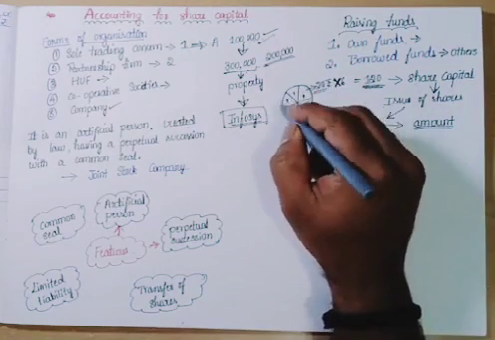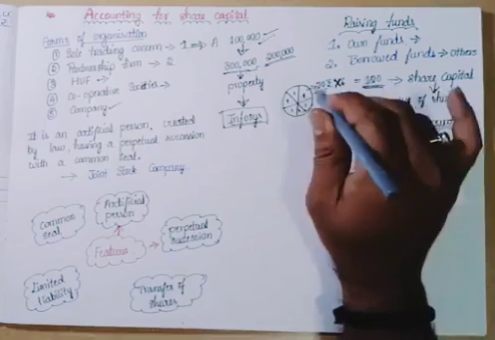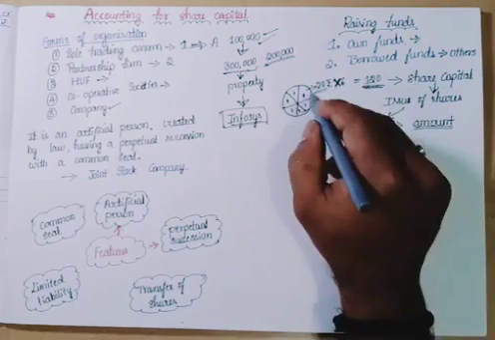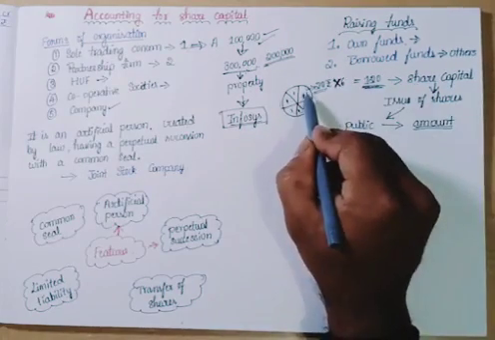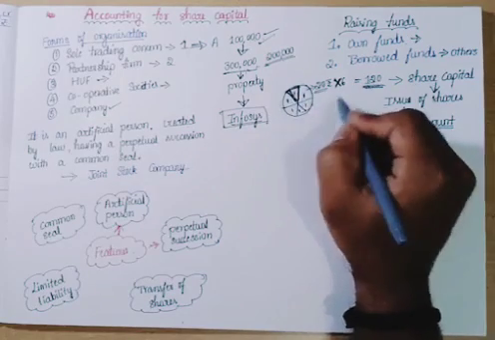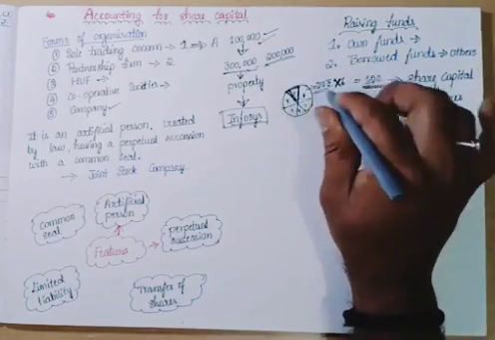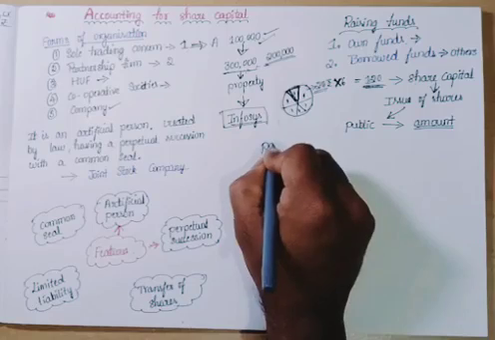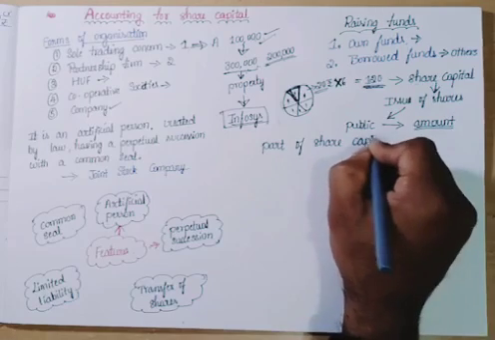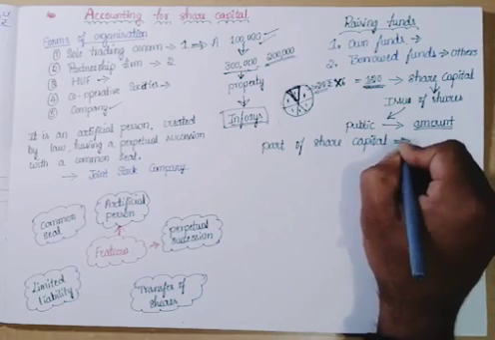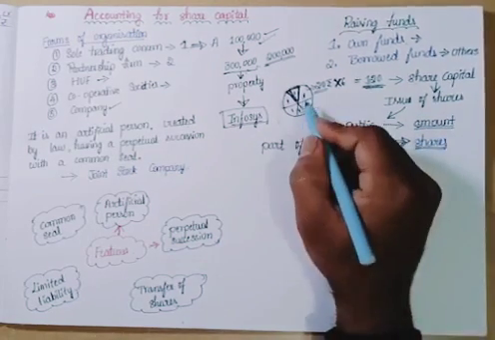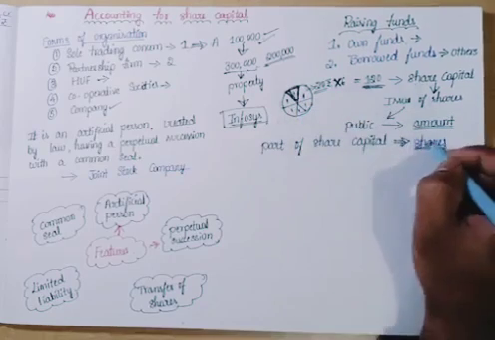Then, out of the total share capital, the single part or one piece of the total share capital is called shares. So I can say shares are the share in the share capital. A small part of the total share capital is called shares. So a single piece or one part of the total share capital is called shares.